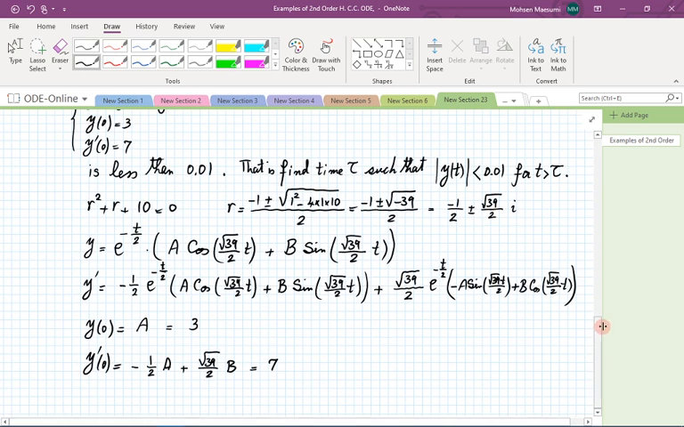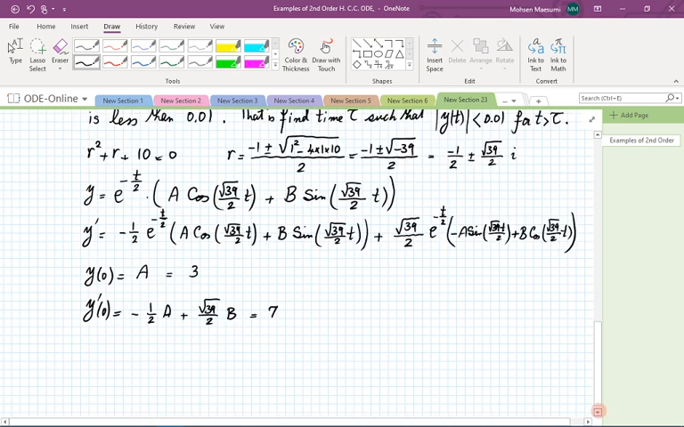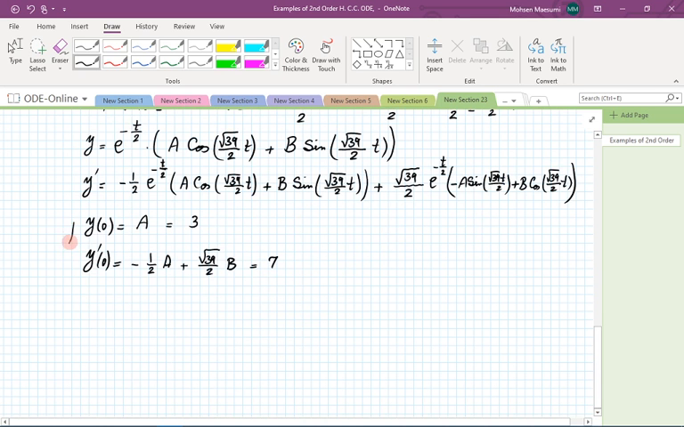Do you see the shortcut? This minus 1/2 is the real part. Radical 39 over 2 is the imaginary part. It always boils down to that. So we have to figure out what a and b are here. Well, a is already given to us on a silver platter. It's just a equals 3. We take it and put it here, and then we get our b.